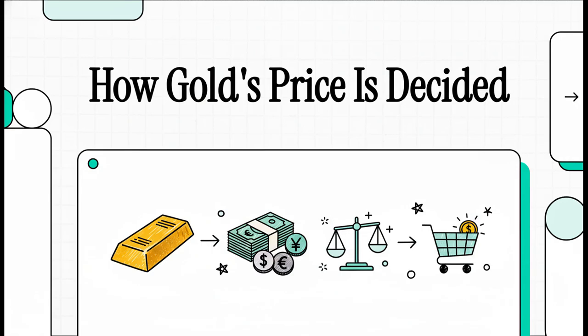Welcome to The Explainer. We're talking about gold. It's this global obsession, right? But how does it actually get its price? That's what we're going to do today. We're going to trace its whole journey, from that big global number you hear about, all the way to the little price tag you see in a store.